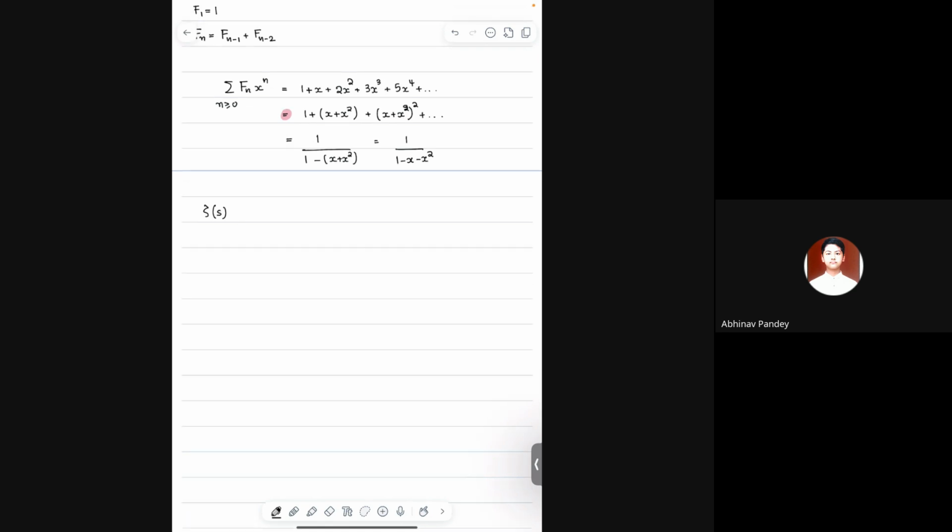You can make sense of this s to be any number on the real line. Why is that true is a deep fact about what we call analytic continuation. But for the sake of the definition, think of it as any number that is strictly bigger than 1, but know that you can make sense of it even for numbers which are less than or equal to 1. Okay?